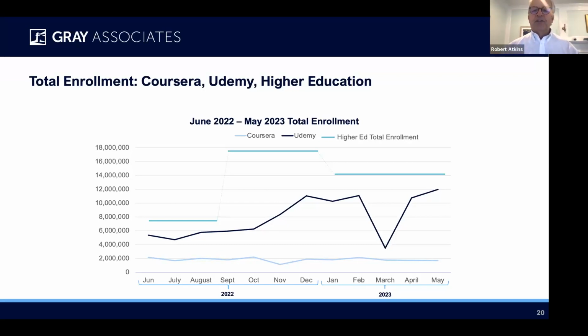Nobody else even reports it. So that's why we picked those two. I believe they're also the largest. In particular, Udemy is the largest, I think.